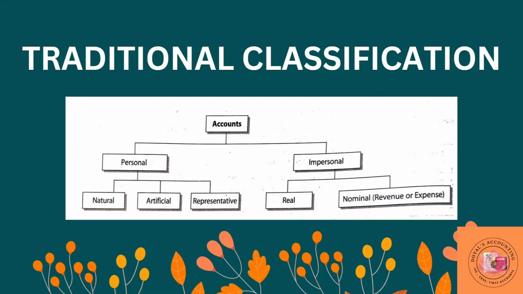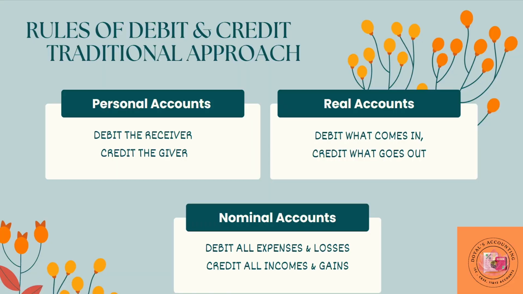Now, nominal accounts. Nominal accounts are those which relate to revenues and expenses. So they can be, for example, your salary account, purchases account, interest paid, commission received, etc. And the rule of nominal account is debit all expenses and losses and credit all incomes and gains.